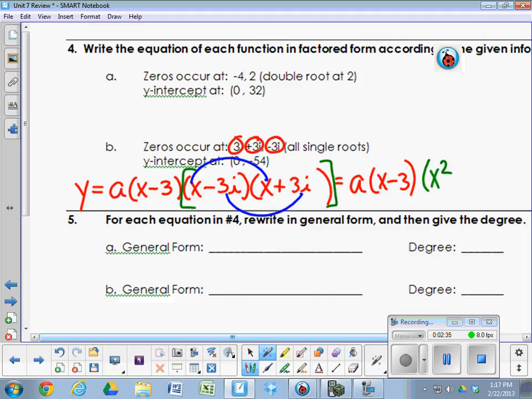Well, the last part is negative 9i squared. I squared is negative 1, which changes the sign of the negative 9 to plus 9. So that second parentheses is x squared plus 9. So that's the basic setup for this polynomial. It has one real root at 3 and two imaginary roots.